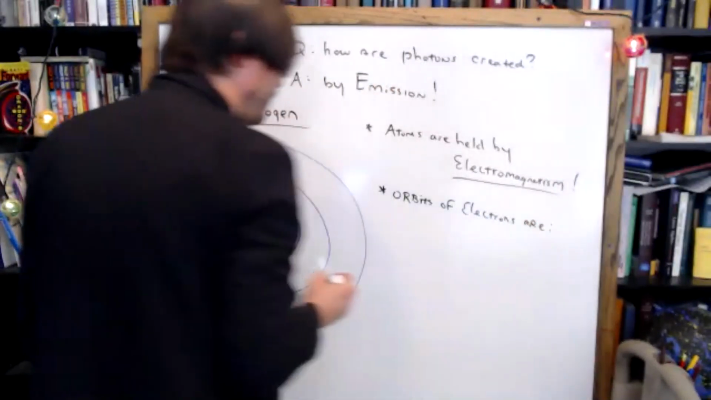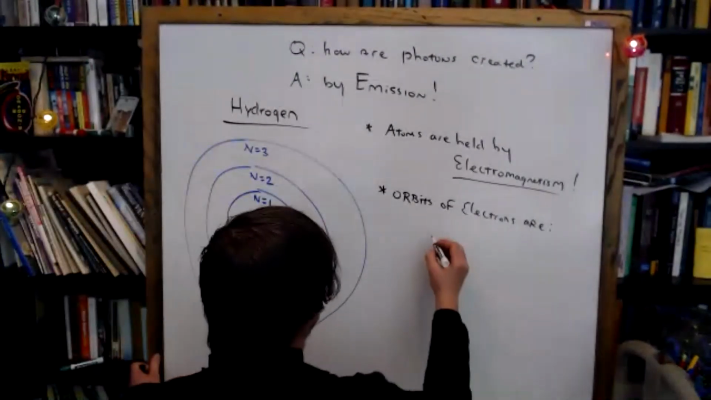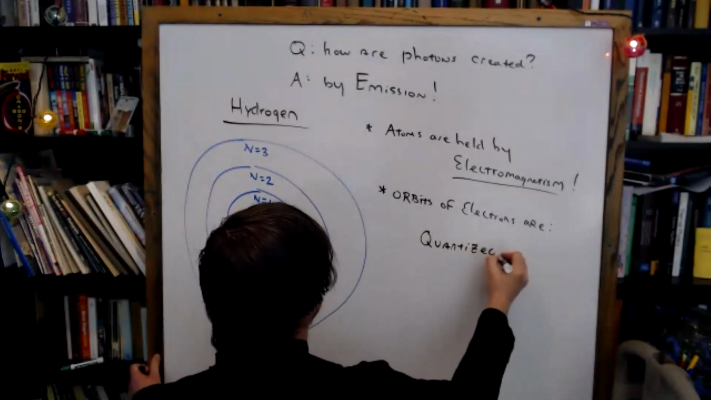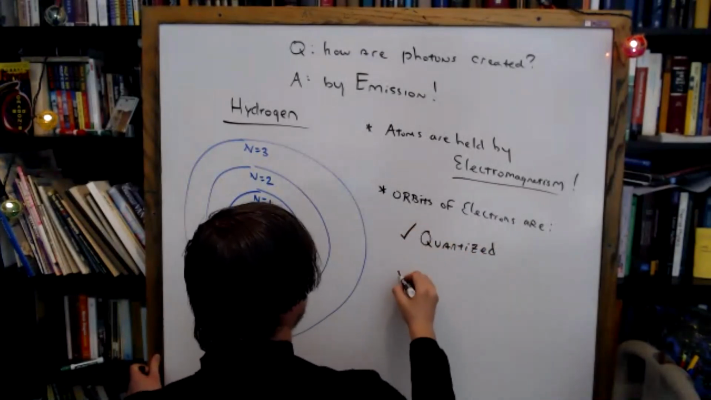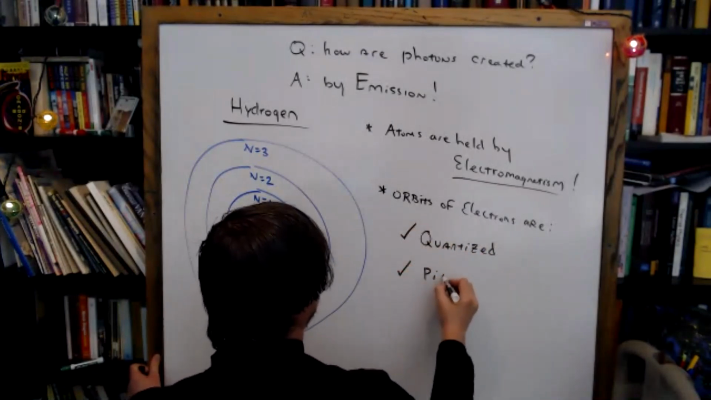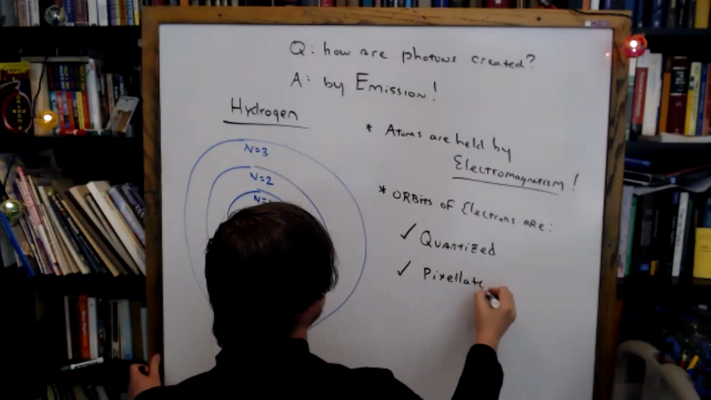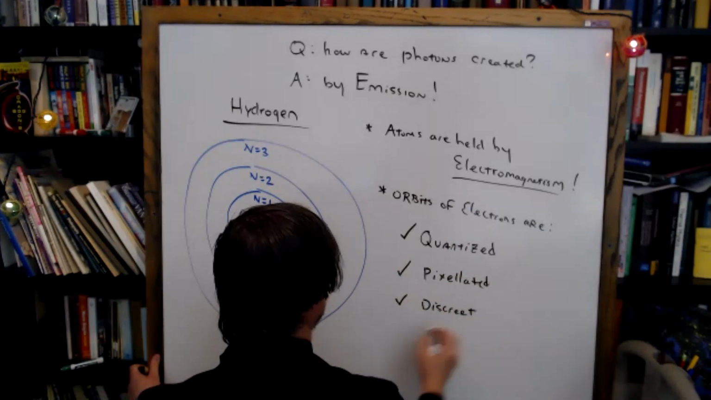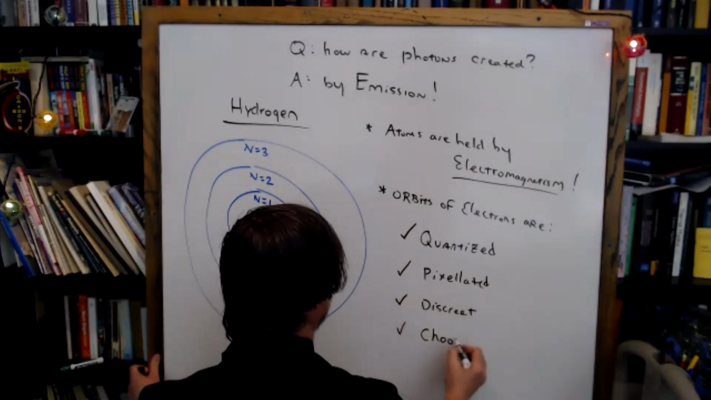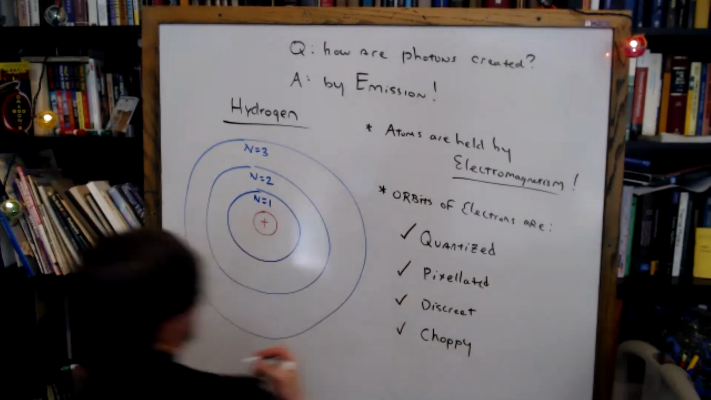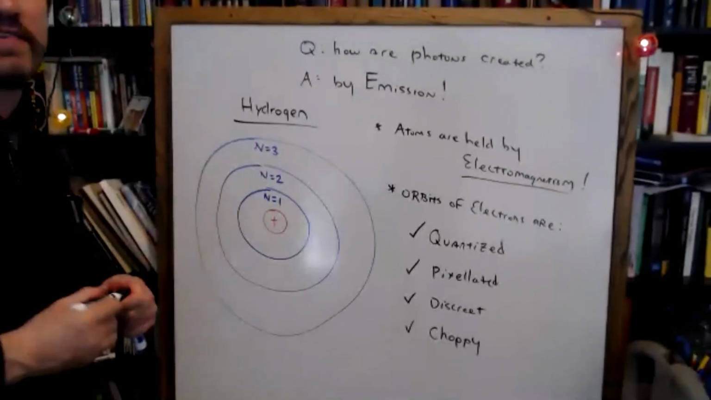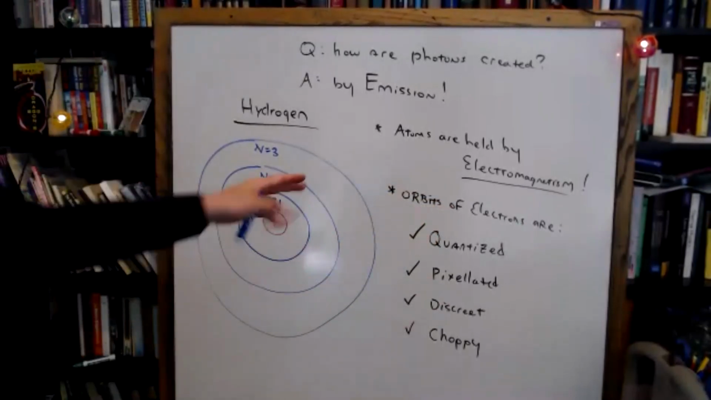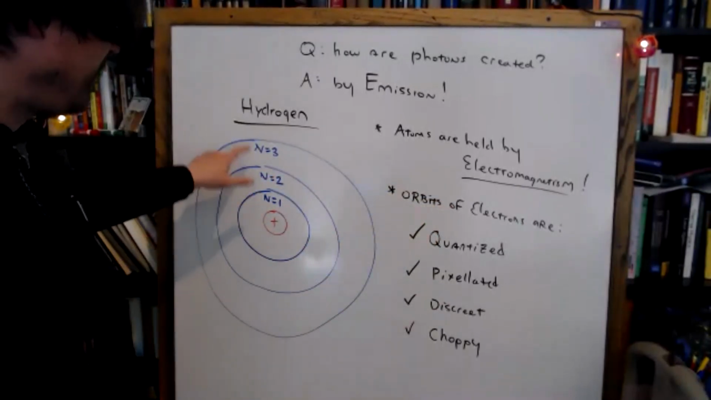We also would say that the orbits of electrons are quantized. That's another way of saying pixelated or discrete. Or if we want to be really loose about it, we could say they're choppy. Those are all different ways of describing the orbits of electrons. They're pixelated, quantized, discrete, choppy. They can exist here and here and here and here.